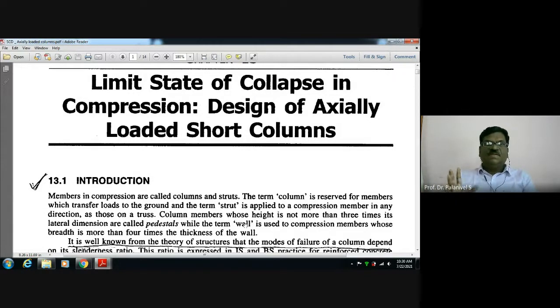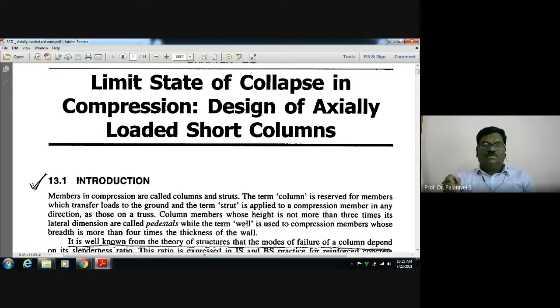Limit state of collapse in compression, design of axially loaded short column. It's a lengthy chapter. I have to take many classes to complete this unit. That is your fourth unit. Next class I am going to start your fourth unit, design of columns. In that, the axially loaded short column, and then short columns with, in addition to axial load, bending moment. Uniaxial bending, biaxial bending problems, and all we are going to see, using the interaction diagram, how to design it.